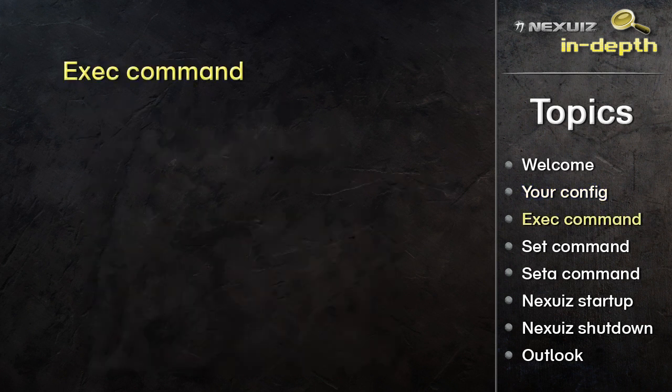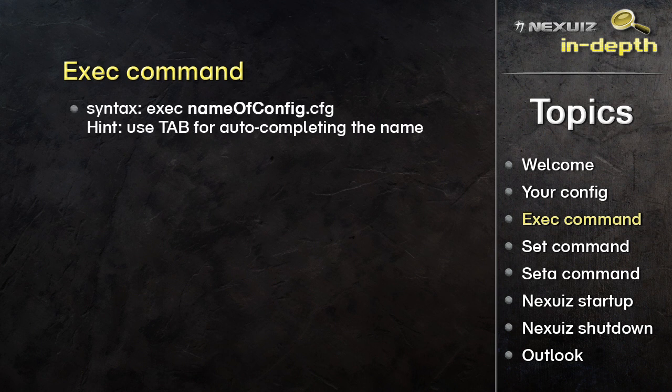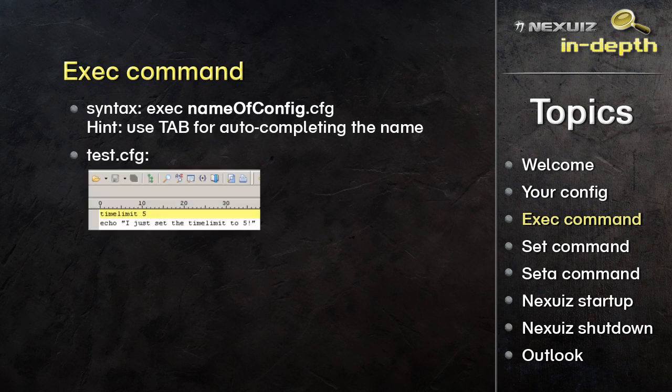Now I'll explain the exec command. The syntax for its usage is to enter exec and then the name of the config file. And this config file is just a text file. And here I've opened a sample file called test.cfg, which is located in my data folder of Nexuiz, that sets the time limit to 5, and then, in the next line, shows me a message on the console that it did that.